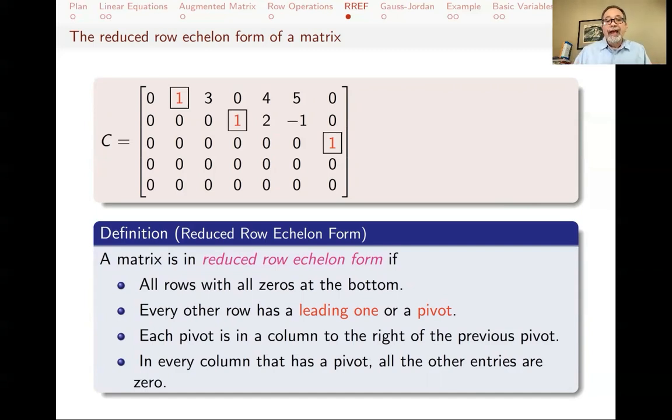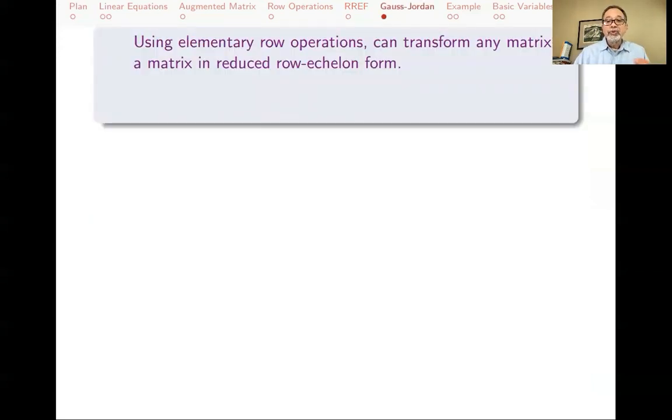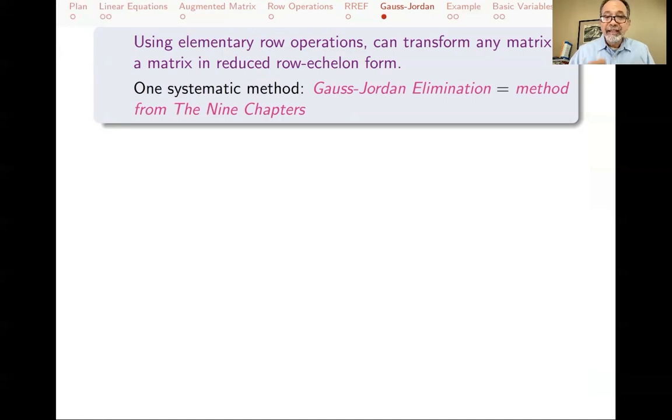Other than these rules, we don't have any other rules, and that's why there are some random numbers like 3, 4, 5, 2, minus 1 in the matrix, and that's okay. That's still a matrix in reduced row echelon form. This is our goal. We use elementary row operations to get our matrix in this form. The point is that using elementary row operations, you can transform any matrix into a matrix in reduced row echelon form. There is a systematic algorithm, step by step, called the Gauss-Jordan Elimination for doing that.